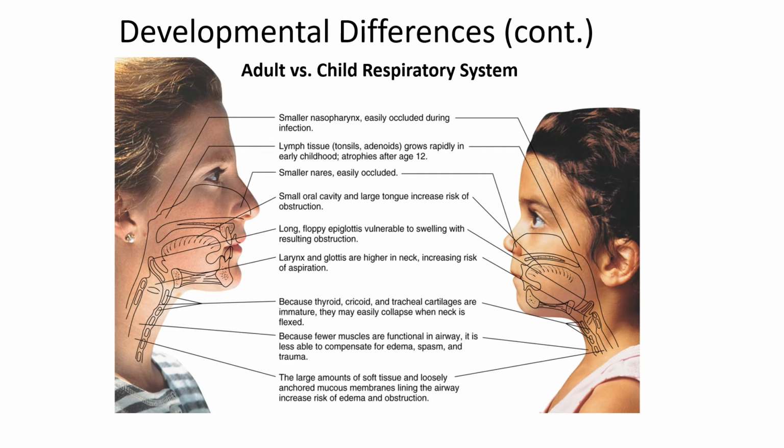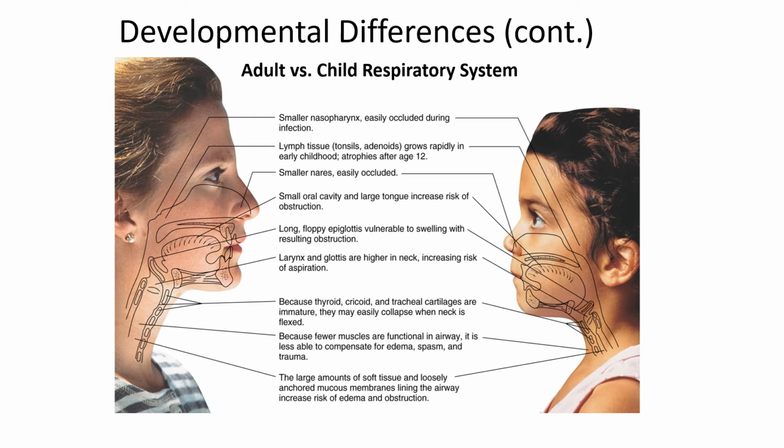This slide shows great pictures of the differences between the child's anatomy and the adult's anatomy. So the nasopharynx, or the area above the soft palate, is smaller. So why is this a problem? Because it can be easily occluded during an infection. The tonsils and adenoids are what kind of tissue? Well, they're lymph tissue. And what happens to them? They grow rapidly and they become swollen, resulting in an airway obstruction.